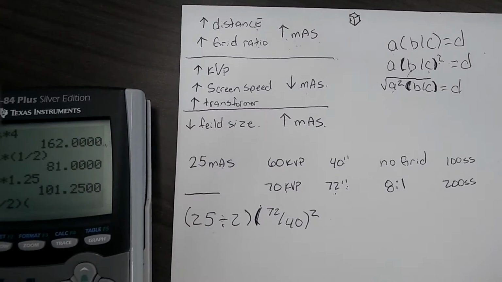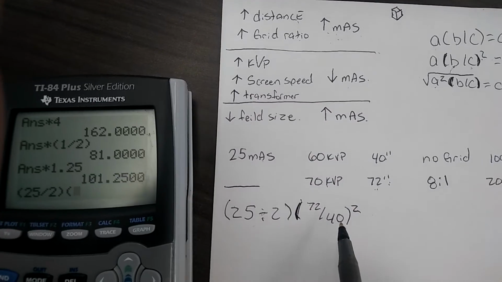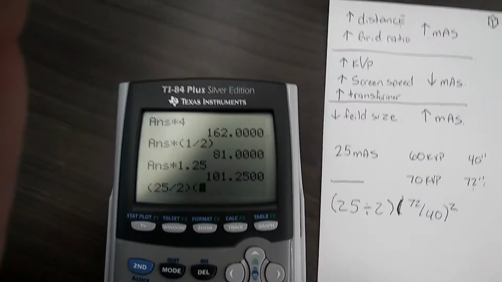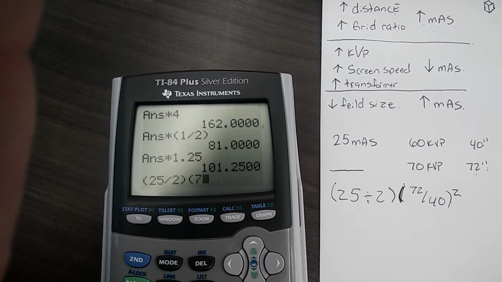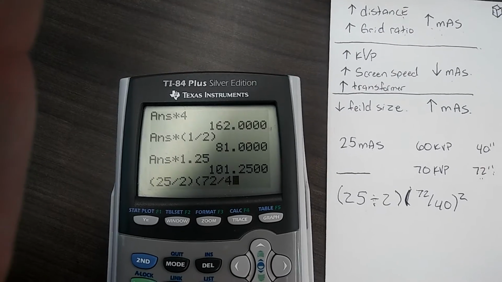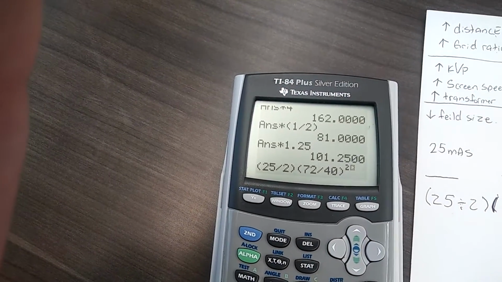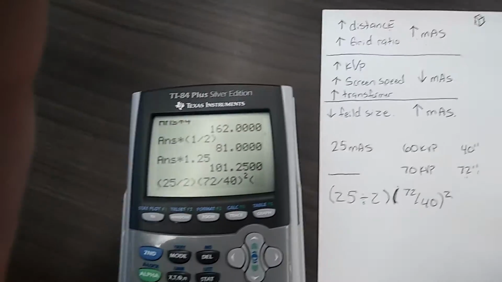squared. Okay, I mean, you could put it in the calculator, 72 squared divided by 40 squared, if you want to do that. My handwriting kind of sucks. But I'm just going to do it like this because it ends up being the exact same thing. So I've got 72 divided by 40 in parentheses squared. Get my parentheses for the next one.